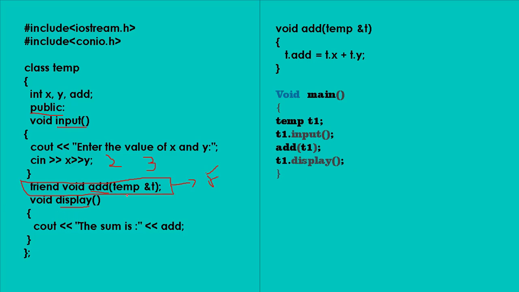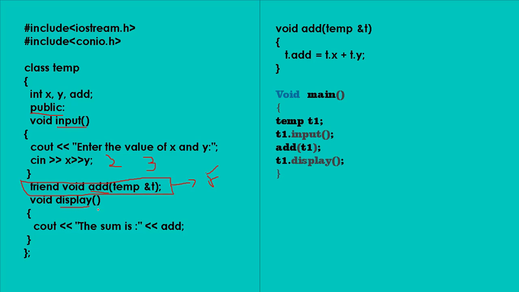Okay, this is the friend function over here. Here we have friend as the keyword. A friend function will always have a prefix of friend. Void is the return type and add is the function name. Temp ampersand t is the argument which is passed.